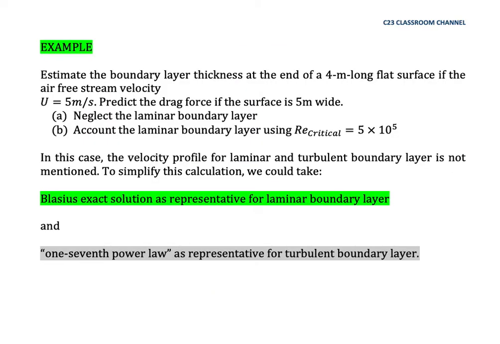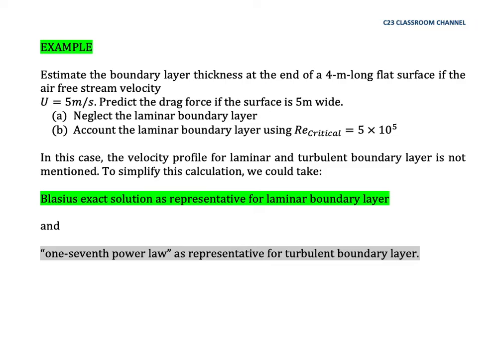Let's say we have a situation like this. Estimate the boundary layer thickness at the end of a 4 meter long flat plate if the air free stream velocity is 5 meter per second. Predict the drag force if the surface is 5 meter wide, with a condition of A, neglect the laminar boundary layer, and B, account for the laminar boundary layer using critical Reynolds number 5 times 10 to the power of 5.